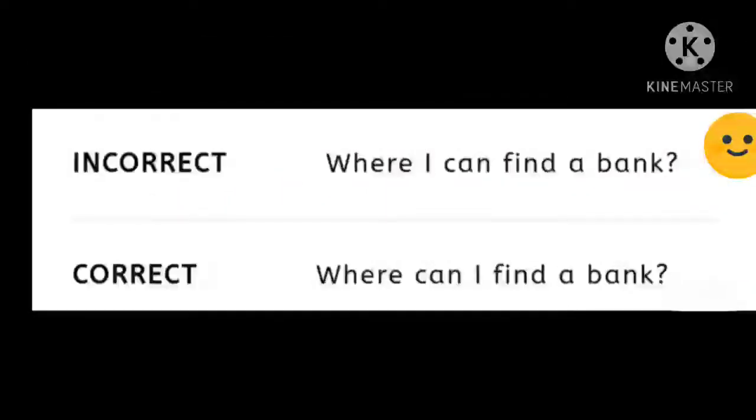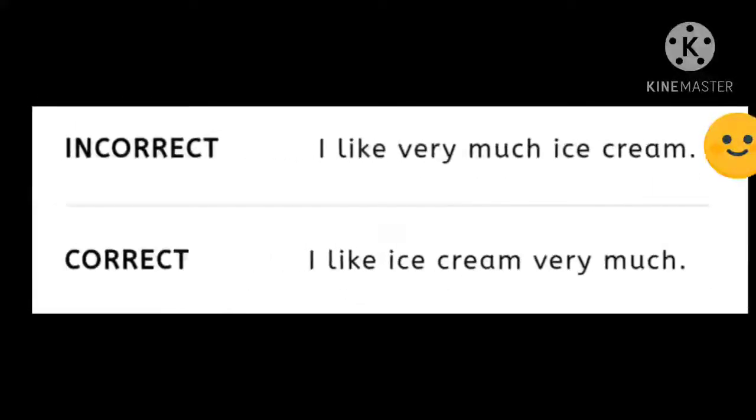Where I can find a bank. There is a mistake in the structure. It is an interrogative sentence, but the interrogative tone is missing. Where can I find a bank? So we have to always place the modals immediately after the WH word in interrogative sentences. Okay, the modal should come between the WH word and the noun or the pronoun. So where can I find a bank is the right way.